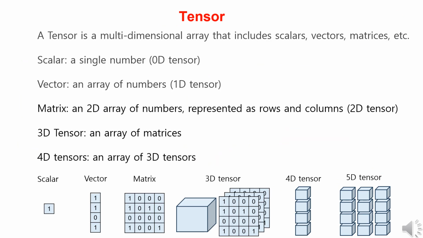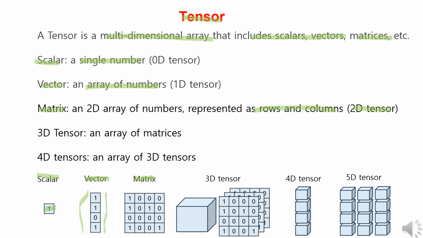You can think of a tensor as a multidimensional array that includes scalars, vectors, matrices, etc. Here, dimension refers to the structure of the data. A scalar is the simplest form, which is just a single number like 1 or 0. A vector is an array of numbers lined up in a row. For example, you can think of it as a list of numbers in a single line, like 1, 1, 0, 1. A matrix, as shown in the diagram below, is a structure where numbers are arranged in rows and columns, which represents a 2D tensor.